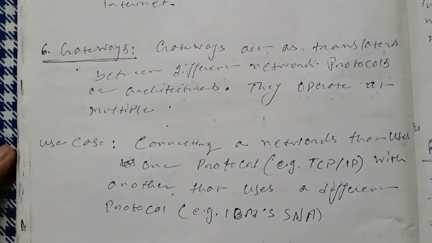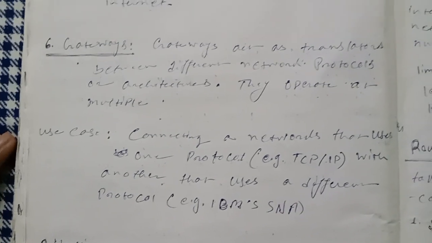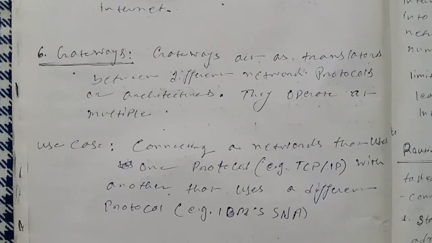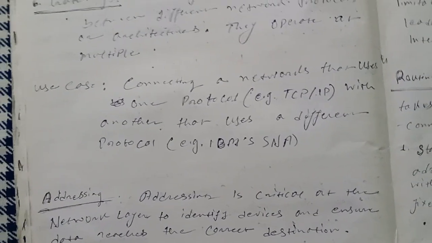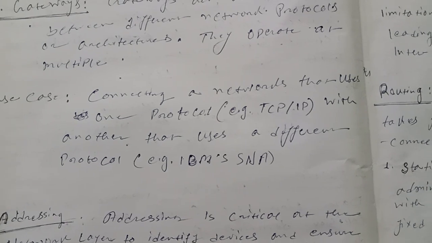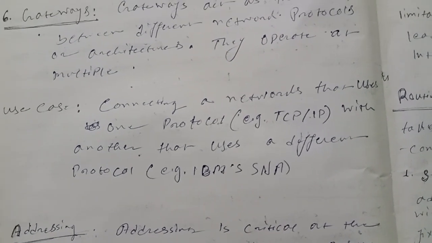Then we have gateways. Gateways act as translators between different networks, protocols, or architectures. Now the use case: connecting a network that uses one protocol, such as TCP/IP, with another that uses a different protocol.